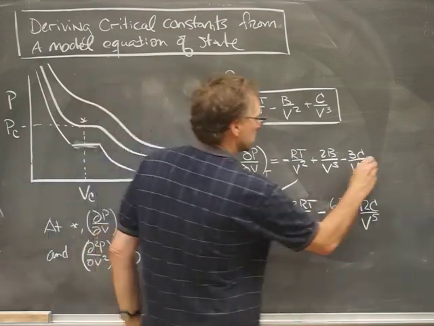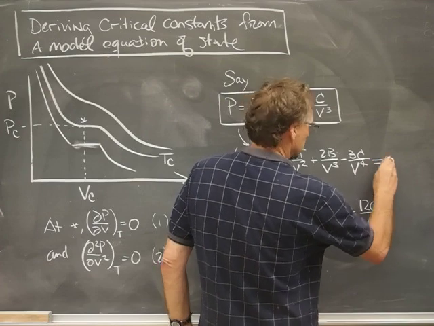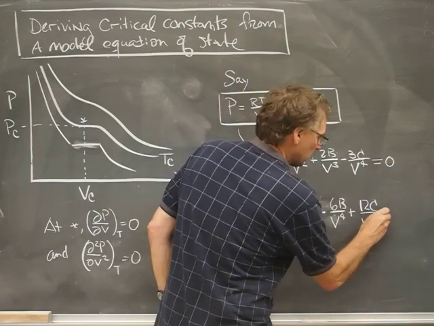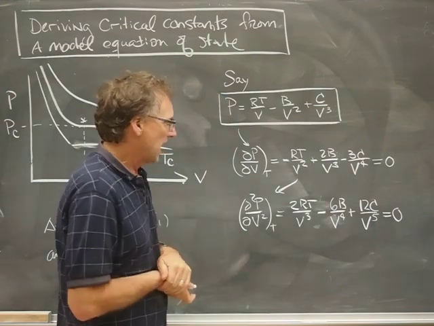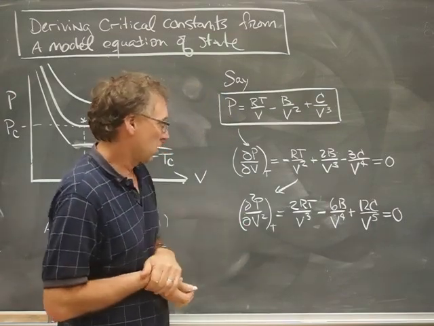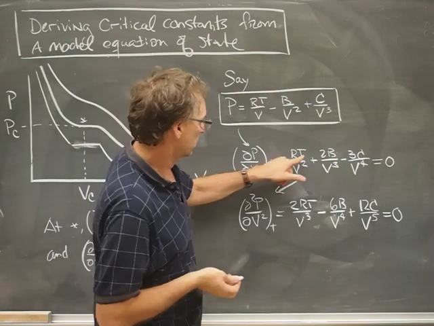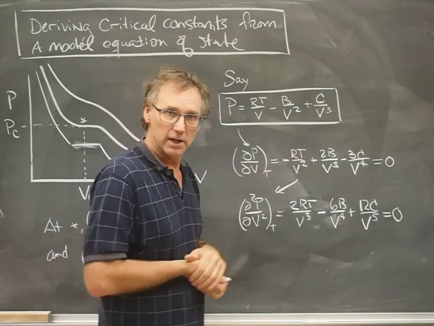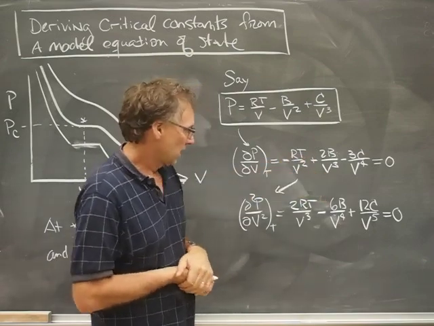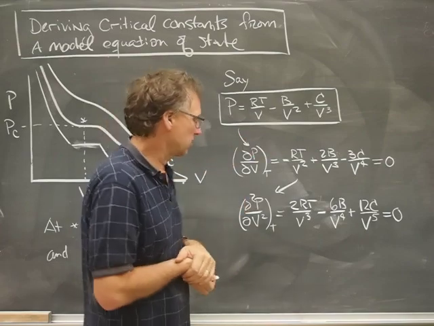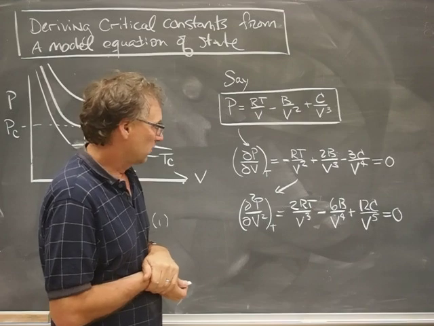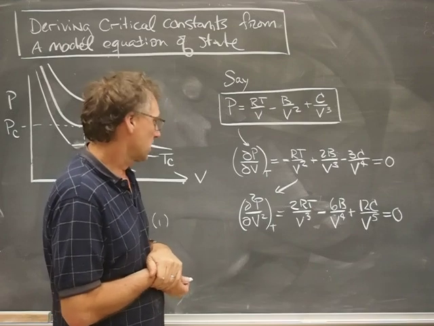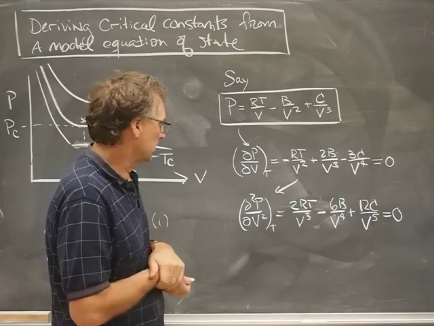Well, what we're going to do is say that's equal to 0, and I'm also going to set that one equal to 0. So now we have two equations, and what appears in here are two unknowns. The two unknowns are the critical temperature and the volume. Okay, so you would have to figure out a way to solve those two equations for those two unknowns. Here's one possible way to do it.